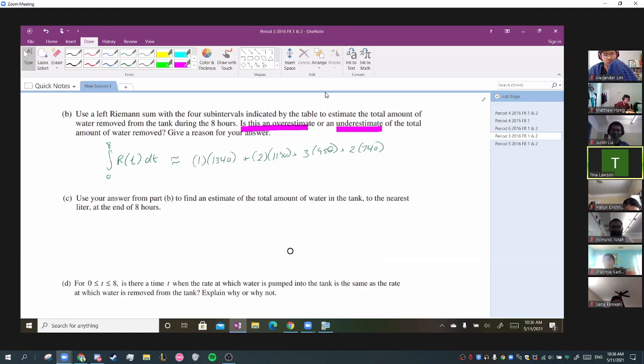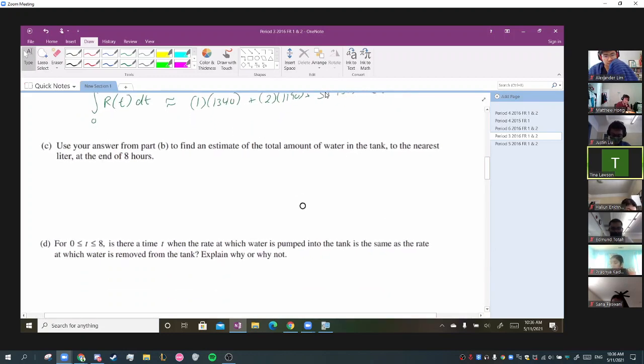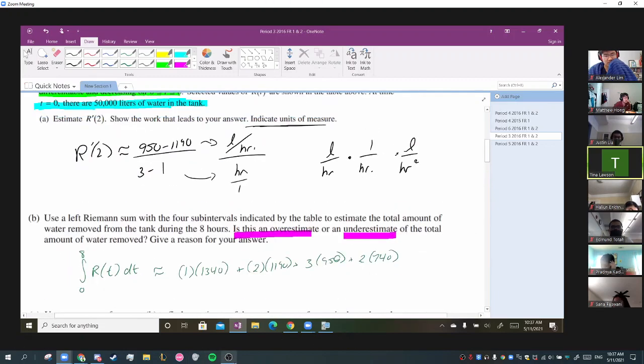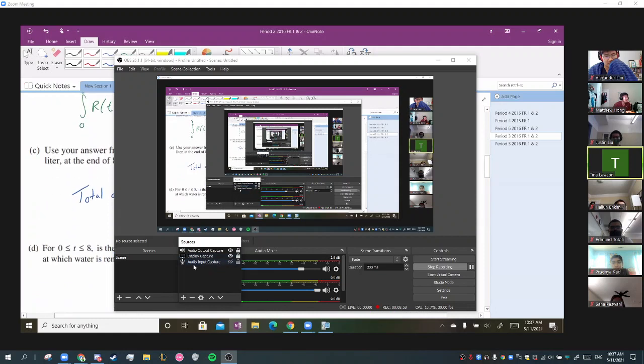Any questions on B? Okay, let's do C. Use your answer from part B to estimate the total amount of water in the tank. Okay, I want the total amount of water, of H2O. All right, now, the total amount of water at the end of 8 hours. Do you agree this tank, before things were being pumped in and pumped out, right? Before the water was being pumped in, the water was being pumped out. There was an initial 50,000 liters already in the tank. So that's where we start. We say, okay, we start with 50,000.